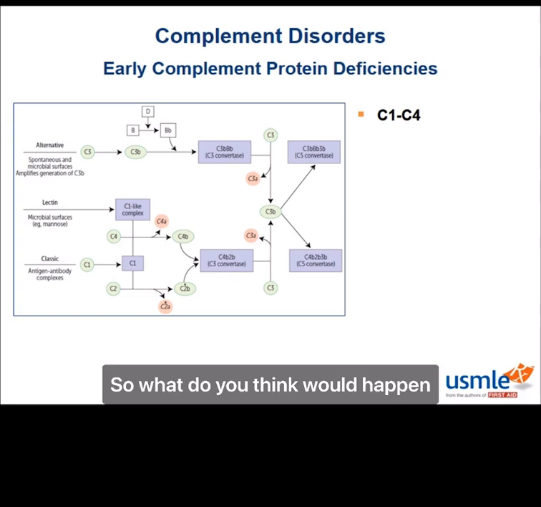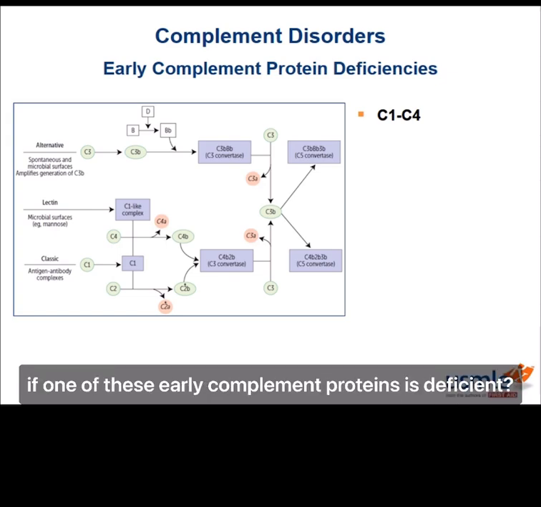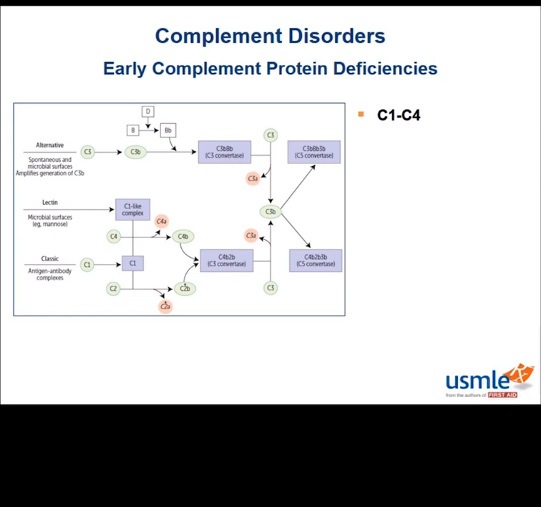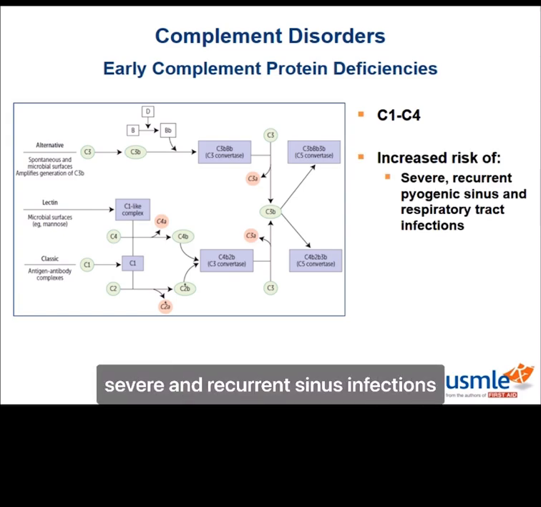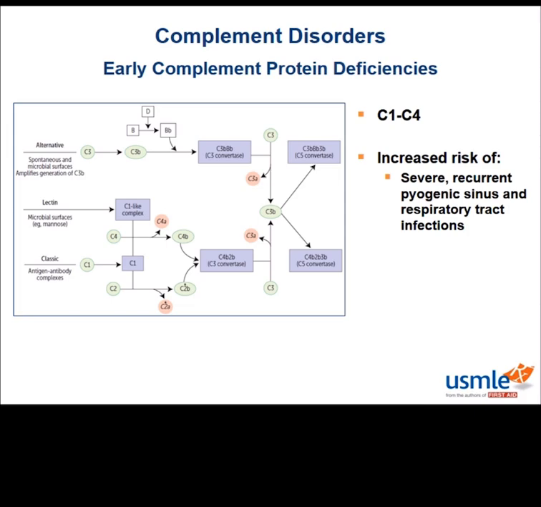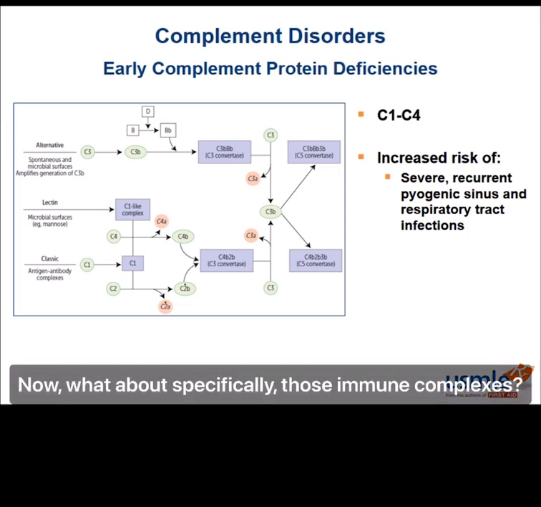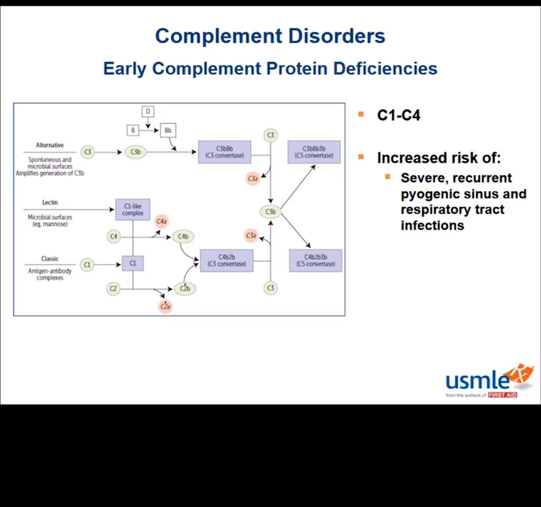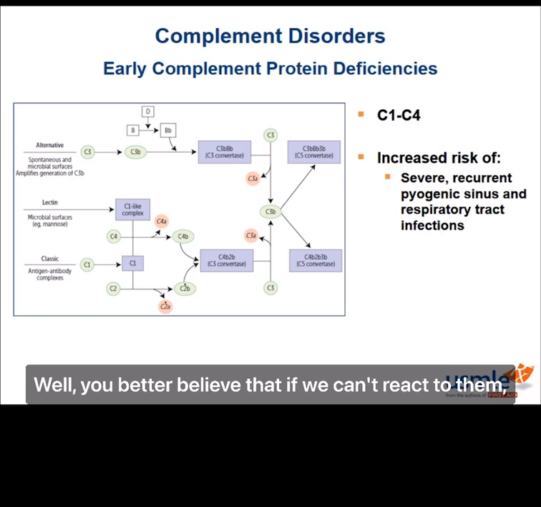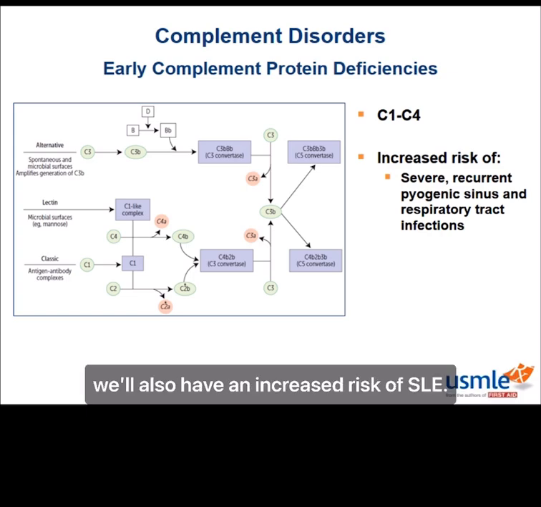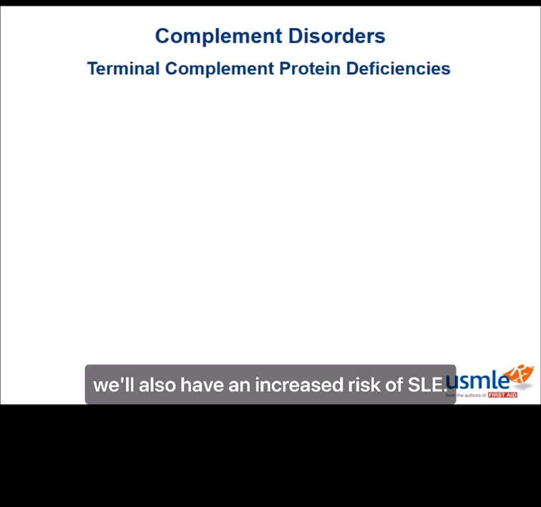So what do you think would happen if one of these early complement proteins is deficient? You're right if you said severe and recurrent sinus infections and respiratory tract infections. Now, what about specifically those immune complexes? Well, you better believe that if we can't react to them, we'll also have an increased risk of SLE.